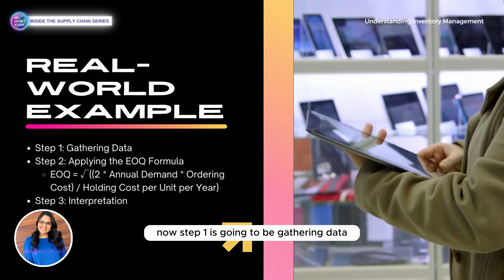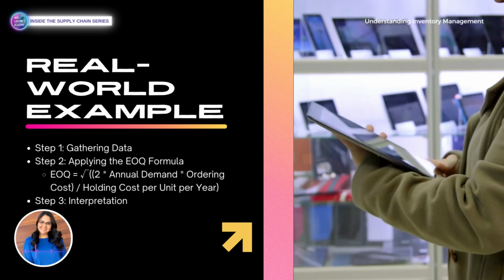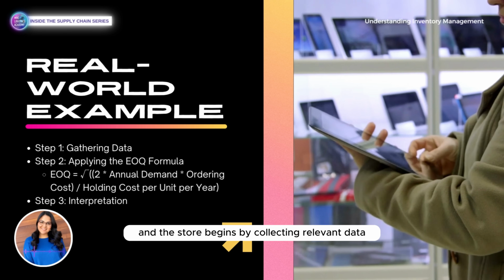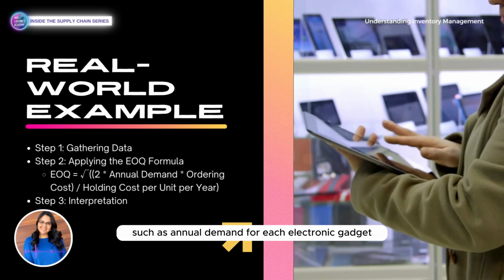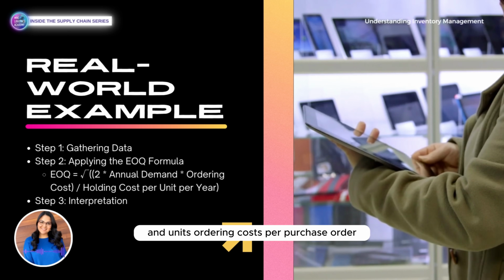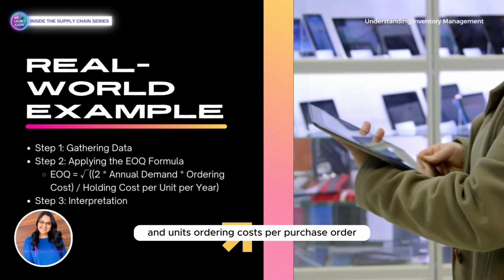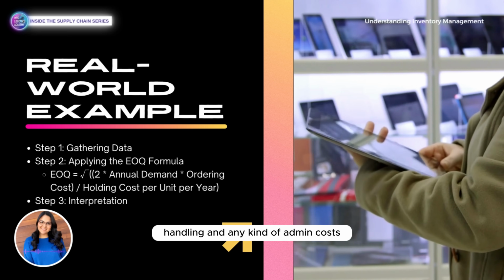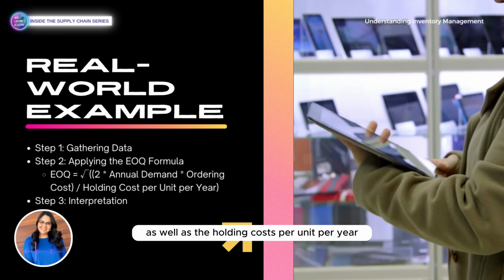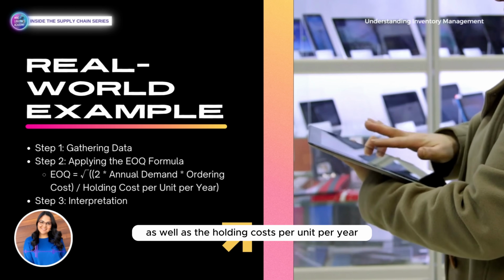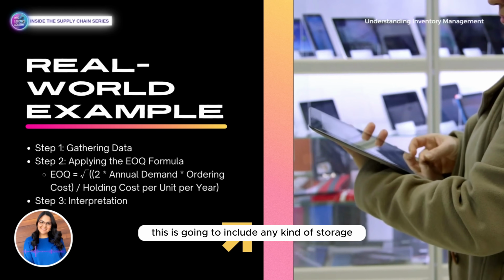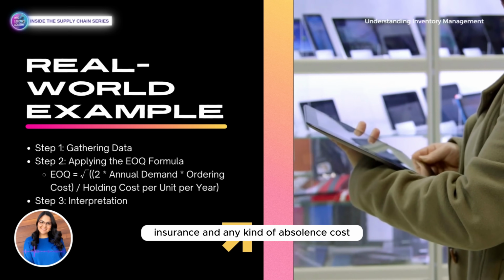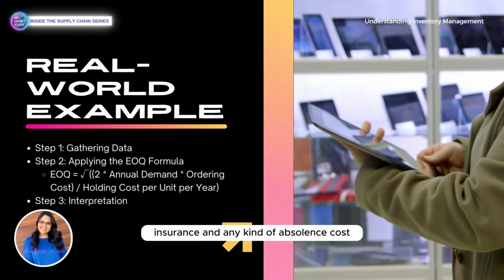Step one is gathering data. The store begins by collecting relevant data, such as annual demand for each electronic gadget in units, ordering costs per purchase order, which also includes shipping, handling, and any kind of admin costs, as well as the holding costs per unit per year. This is going to include any kind of storage, insurance, and any kind of obsolescence cost.